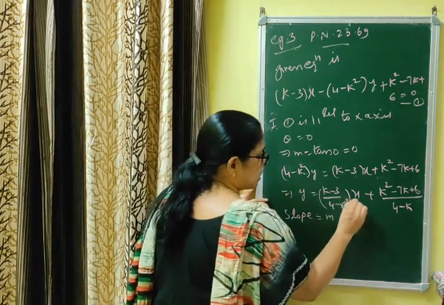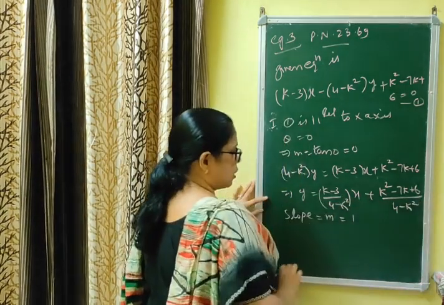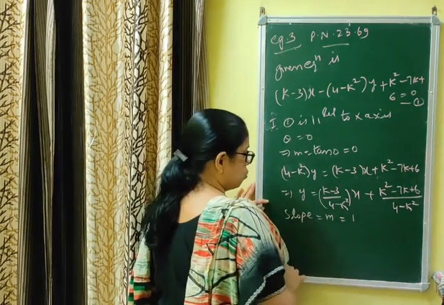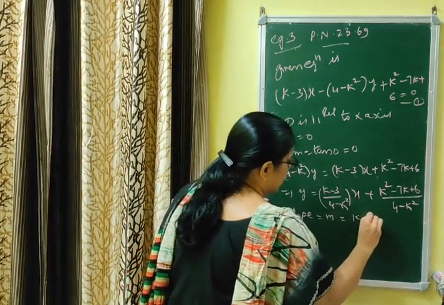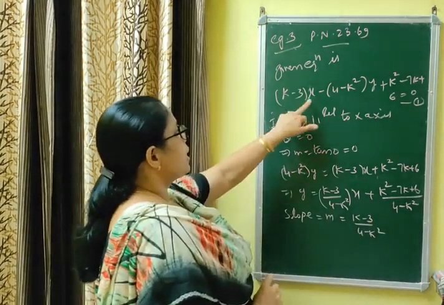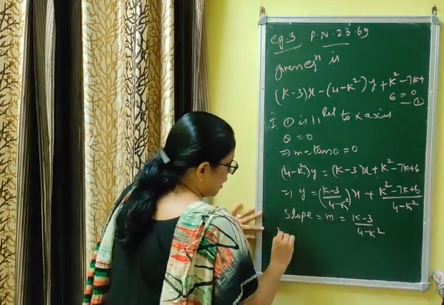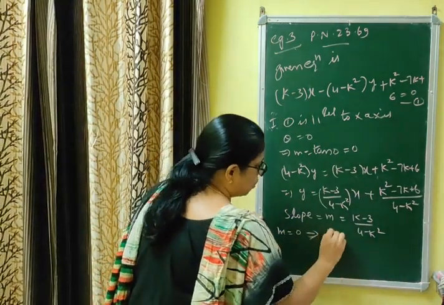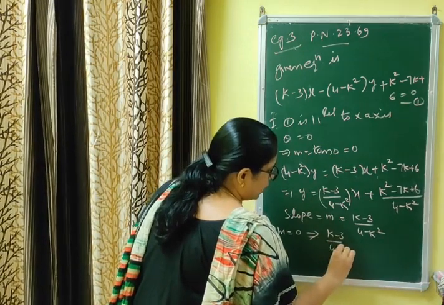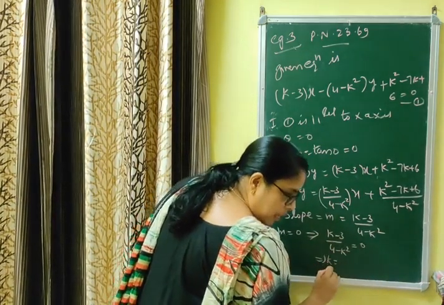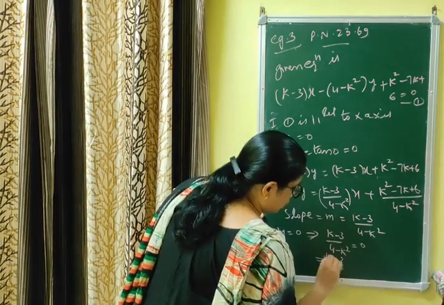That is 4 minus k square, again 4 minus k square. This does not affect the answer in this first part, but we still have to do it. Slope m equal to (k minus 3) upon (4 minus k square). Since this line is parallel to x-axis, m equal to 0 because theta equal to 0, so tan 0 equal to 0 implies (k minus 3) upon (4 minus k square) equal to 0 implies k equal to 3. That is the first part.